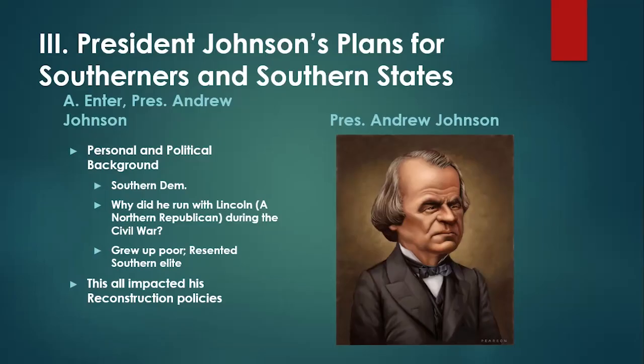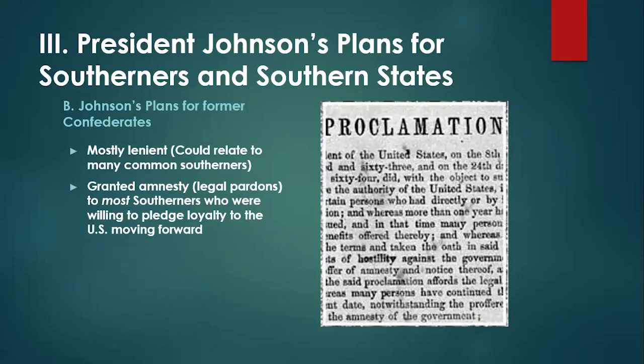All these things, the fact that he was a Southerner who grew up poor and worked hard, and the fact that he had a resentment toward the old money in the South, would impact his Reconstruction policies. Johnson's plans were mostly lenient because he could relate to most common Southerners, right? He didn't want to be too harsh on them. He didn't want to punish them. He understood where they were coming from.